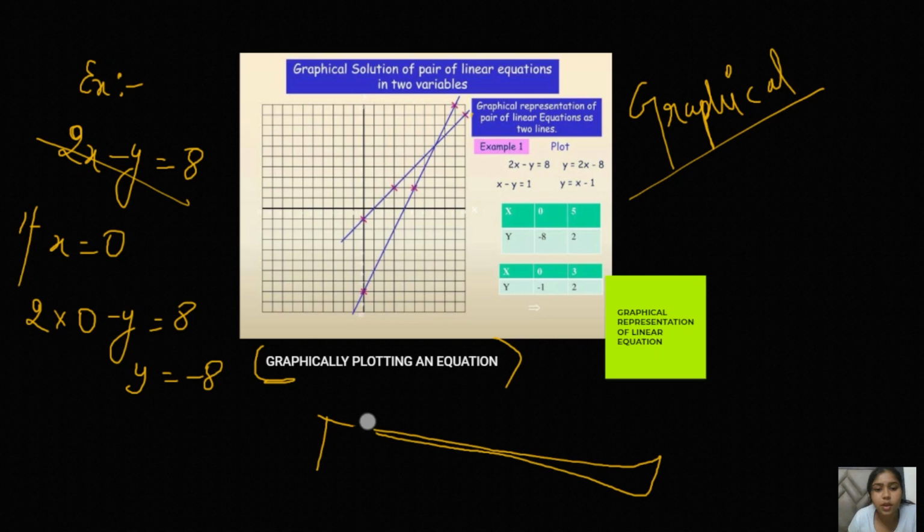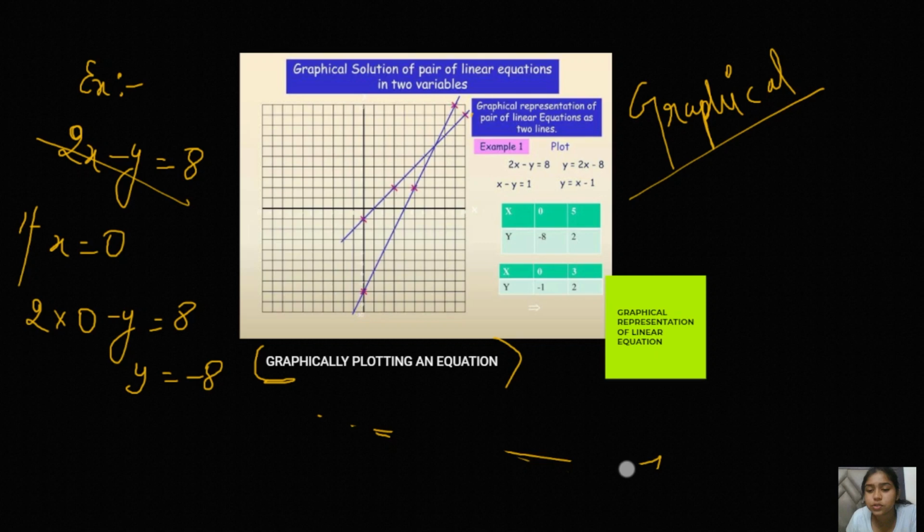Make a table here to avoid the confusion. So you people do not have to look here and there to see for what value of x, what value of y is considered. You just have to make a table. It will be very easy for you people.